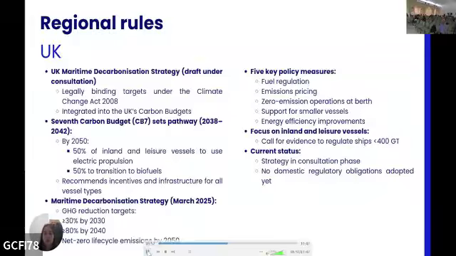What is important here is that the UK is considering extending these rules to smaller vessels, which could later include part of the fishing fleet.